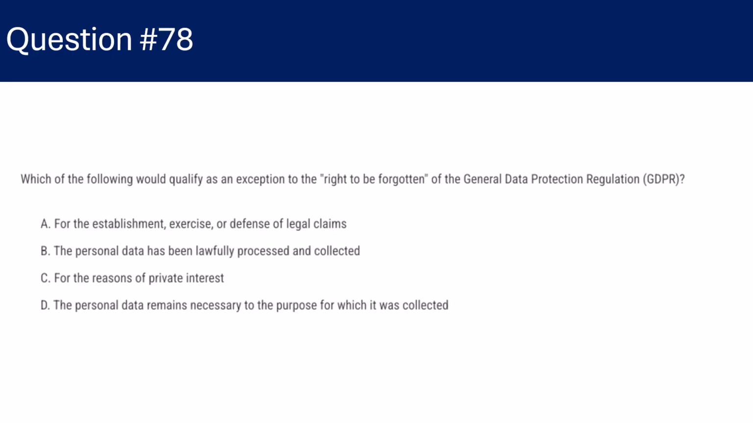Question 78. Which of the following would qualify as an exception to the right to be forgotten of the General Data Protection Regulation, GDPR? A, for the establishment, exercise, or defense of legal claims. B, the personal data has been lawfully processed and collected. C, for the reasons of private interest. D, the personal data remains necessary to the purpose for which it was collected.